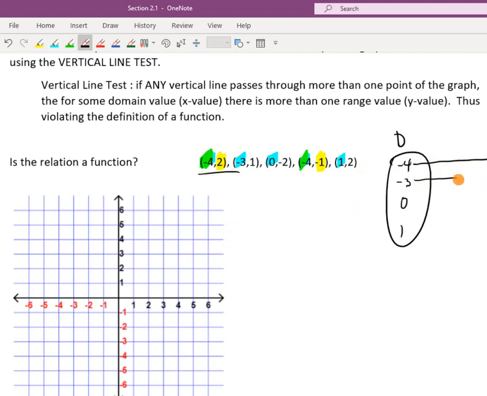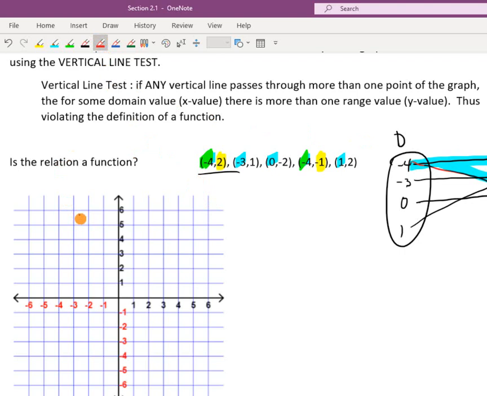Negative 3 goes to 1. 0 goes to negative 2. And now we've got negative 4 going down to negative 1. And we'll come back with 1 going back to 2. And this right here is the problem. We have two arrows coming off of an x value to two different y values.